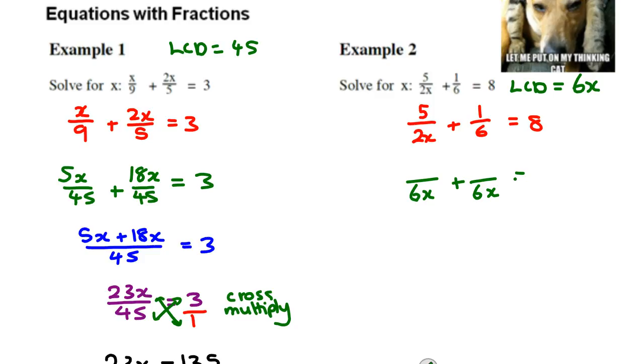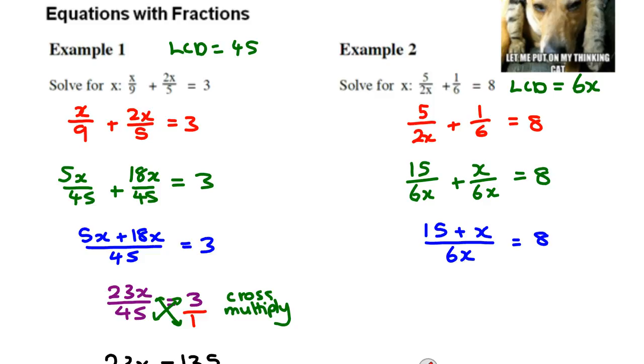And now we've got to think, what do we multiply the first fraction by to make the denominator become 6x? That's right, we multiplied by 3. So 5 times 3 is 15. What did we multiply the second fraction by to get 6x as a new denominator? That's right, we multiplied by x. So 1 times x is x. And then we combine the numerators. So we can go 15 plus x over 6x equals 8. Again, you can't really simplify anything more there. 15 plus x is just 15 plus x.